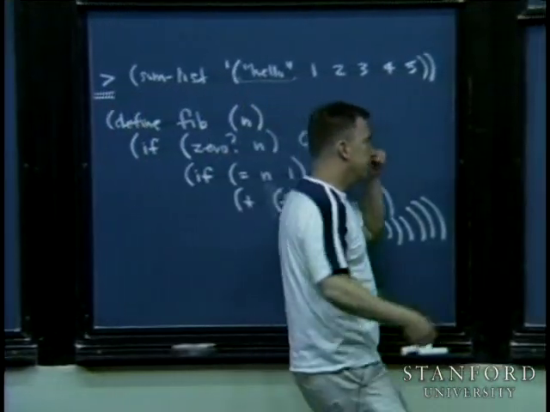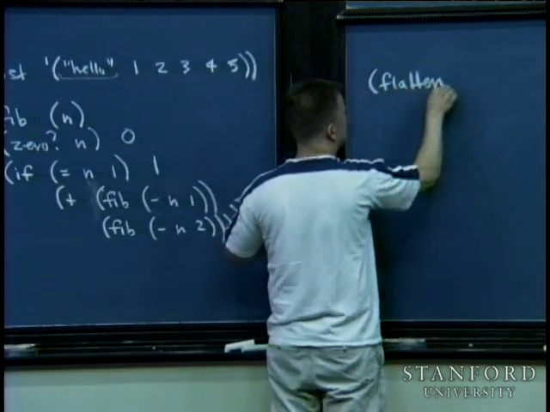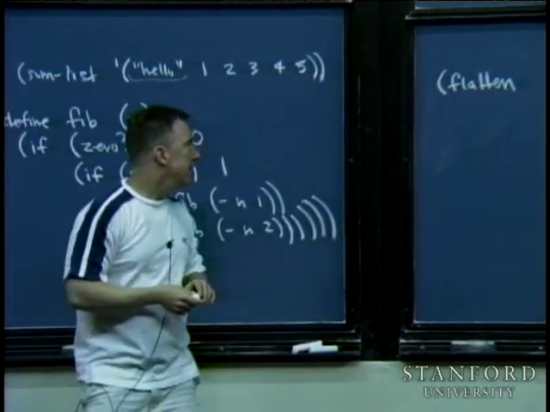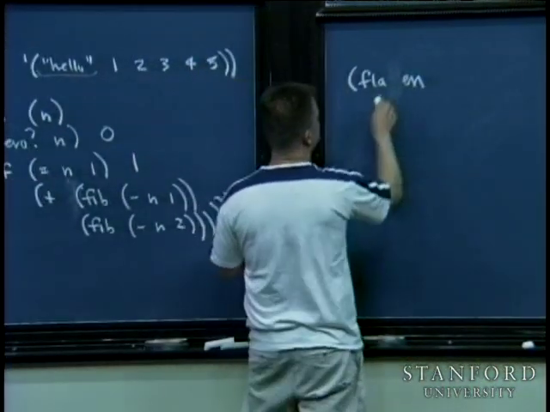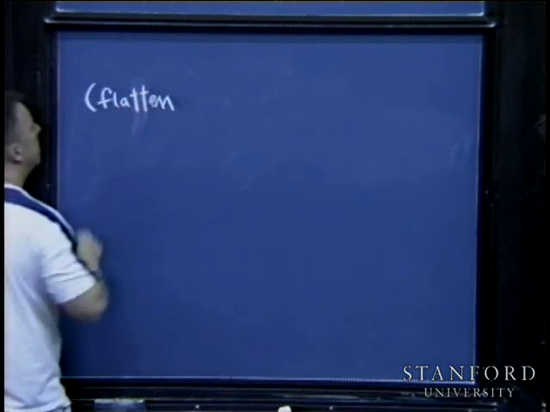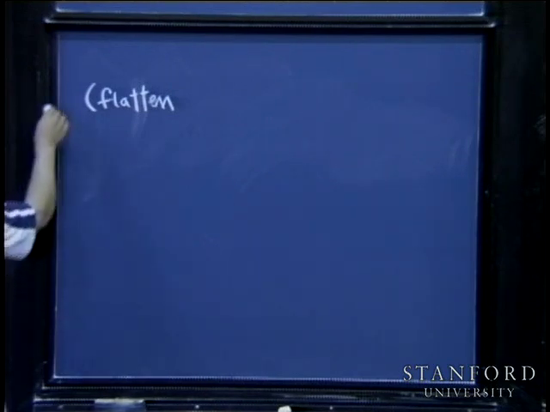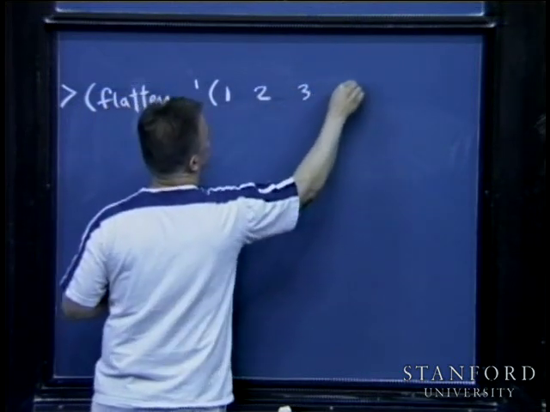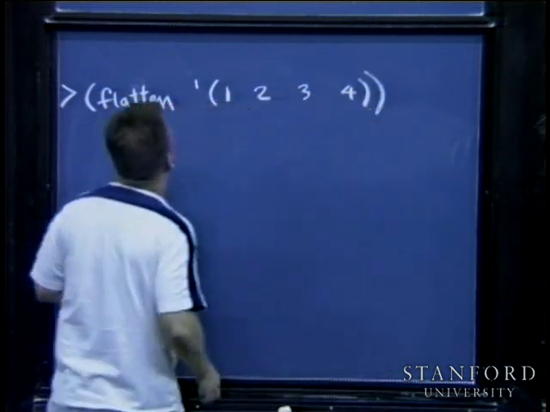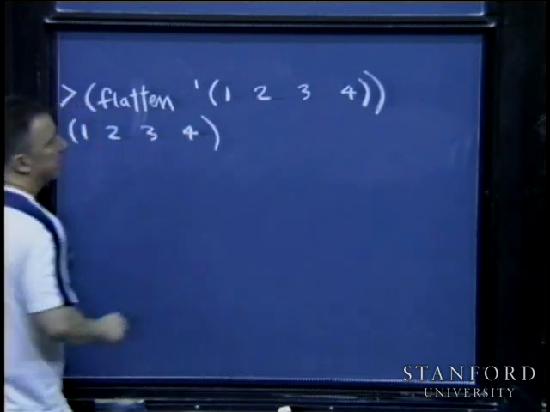I want to write this function called flatten. Okay, that's actually not an H. It is flatten. And I'll just illustrate how it works. If I type this in at the prompt, if I give it this, it has the easiest job in the world. All it has to do is return the same list because the list is already flat.